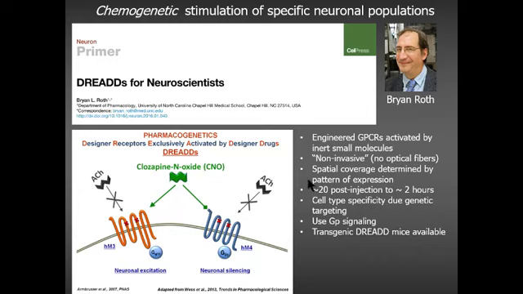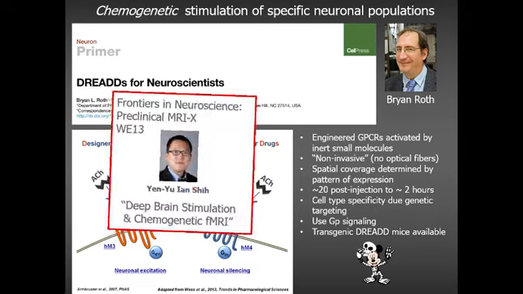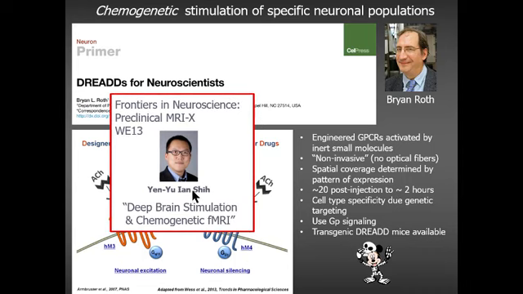The spatial coverage is determined by the pattern of expression. So this also is different from optogenetics, where the pattern is going to be determined by where you can get light. And also the cell specificity is available due to genetic targeting. It uses this G-protein signaling, this intracellular signaling that sometimes is difficult to control. And also transgenic DREADD mice are available. And this is a break. And again, I refer you to Ian Shih's presentation on Saturday, where he also gave a very good introduction and shared some of his own work on chemogenetic functional MRI.